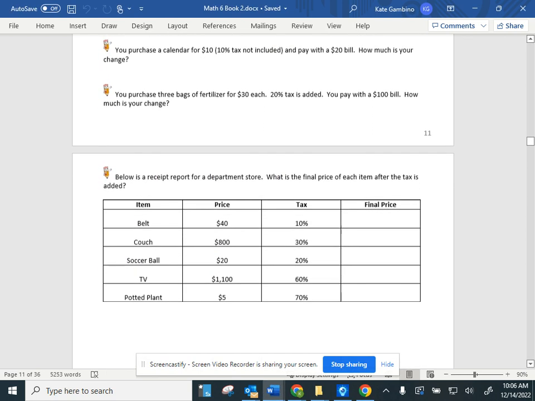All right. So you purchase a calendar for $10. The 10% tax is not included. And we're going to pay for it with a $20 bill. How much is your change? So what is my calculation I'm going to put into my calculator? Riziki, or you're not sure? So 0.2. Where did you get 0.2? Oh, sorry. Wait, 0.10. So that is our percentage. So what am I going to do with it?